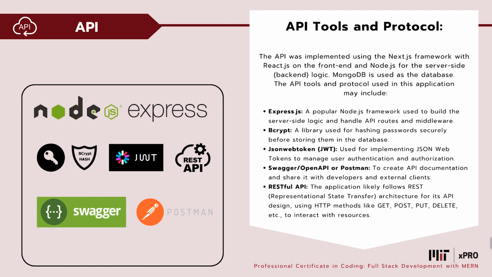bcrypt, a library used for hashing passwords securely before storing them in the database. JSON Web Token, used for implementing JSON Web Token to manage user authentication and authorization. Swagger, OpenAPI, or Postman to create API documentation and share it with developers and external clients.